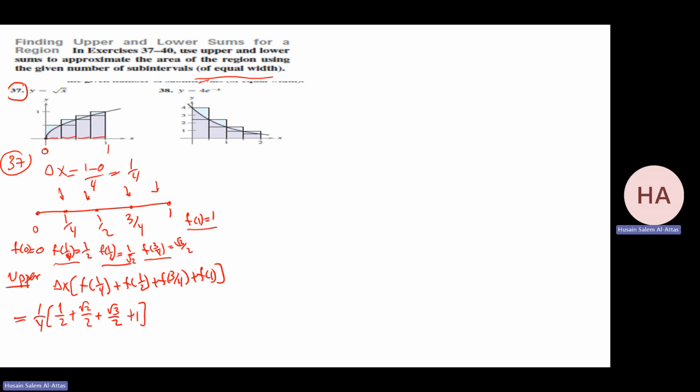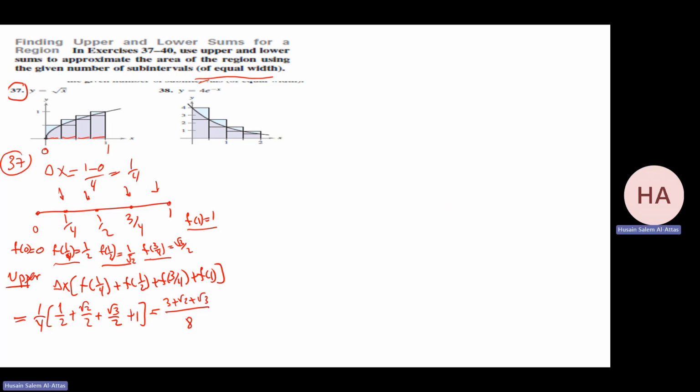Now, if you want to take the smaller one, you can write it as 2 over 2, so it will be over 8: 3 plus the square root of 2 plus the square root of 3. Yeah, you can leave it like this. Okay.